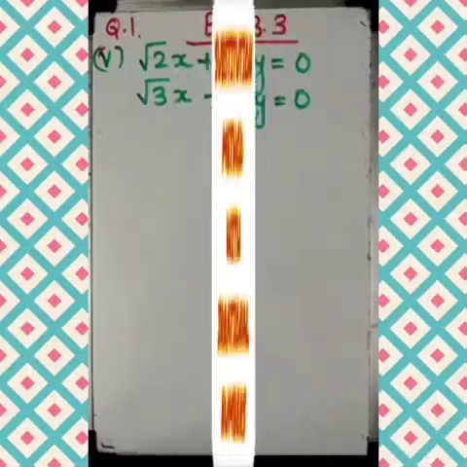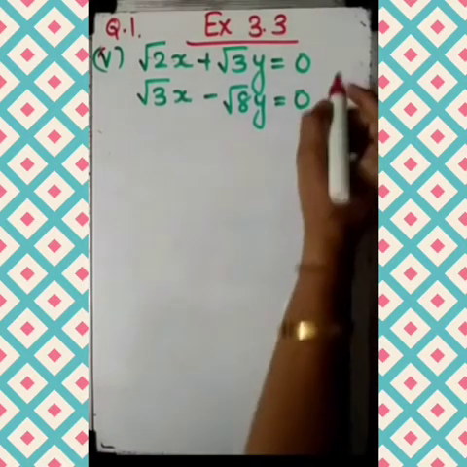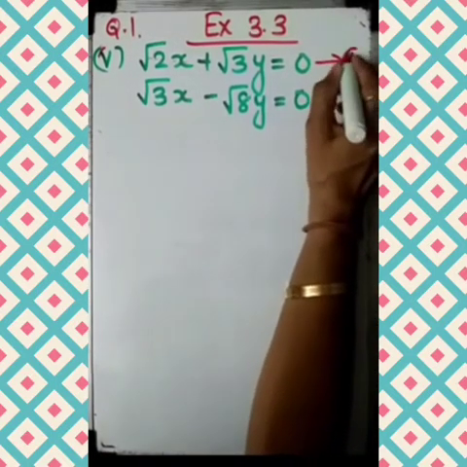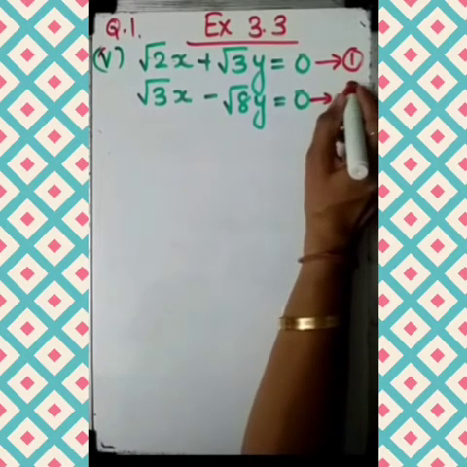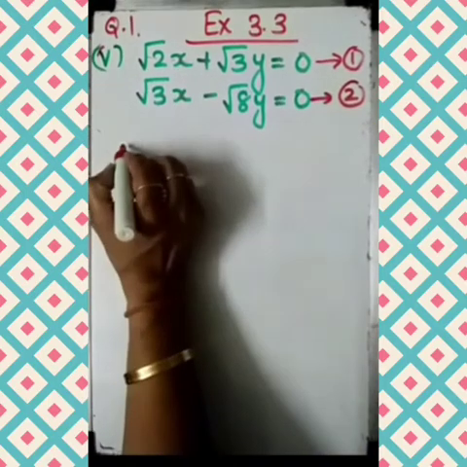Okay, let me read question 1. It's the fifth. Root 2x plus root 3y equal to 0 and root 3x minus root 8y equal to 0. These two equations we are given. Let me call this equation number 1 and this equation number 2. Now what I am going to do, I am choosing the first.